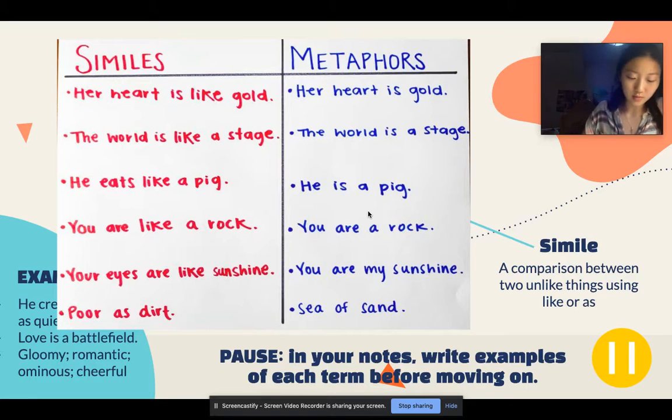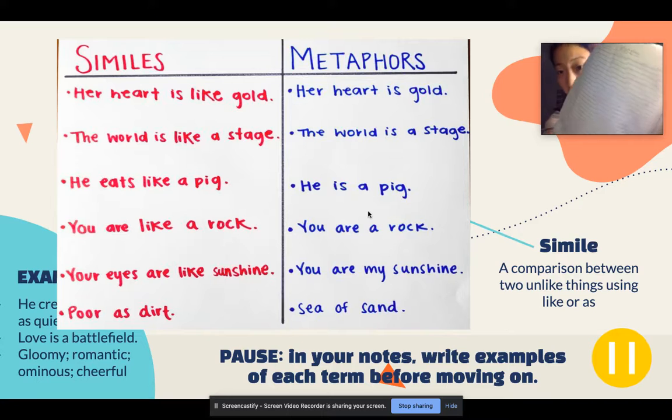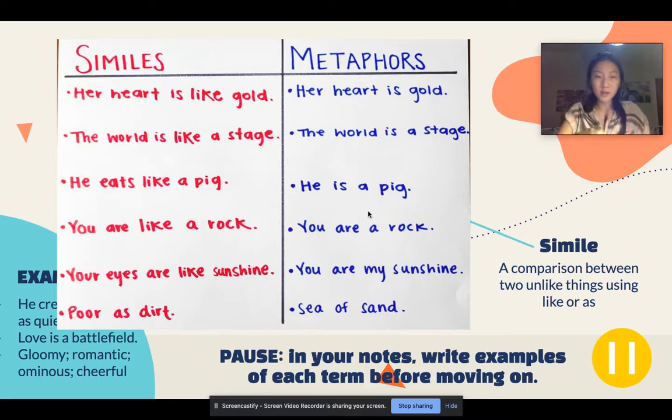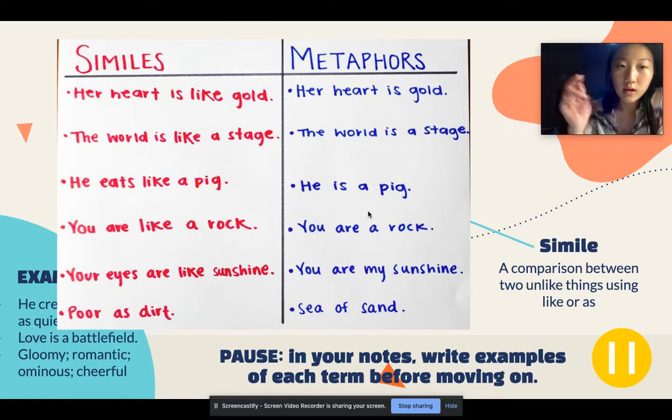Draw a t-chart. So I need a new page now, but I'm drawing a t-chart. I'm gonna write simile on one side, and then metaphor on the other side, okay? So simile and metaphor. And then I want you to write at least 2 of these examples down. You can just copy it down or you can make up your own. Okay, so pause the video and do that.